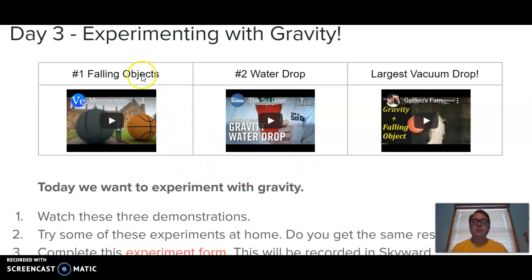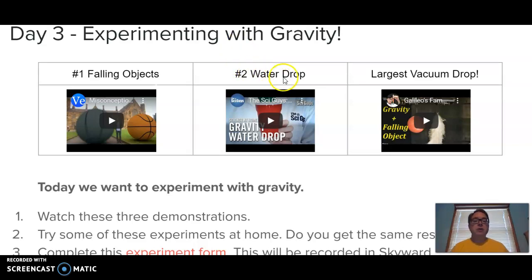The very first video is called Falling Objects, and in this activity, the narrator has 2 different balls, one that's very heavy and one that is light, and he drops them at the same time. So which one do you think is going to hit the ground first, the heavy ball or the light ball? Think about it real quick before you watch the video and make your prediction, and then see if you're correct.